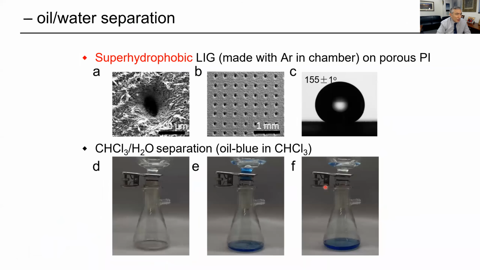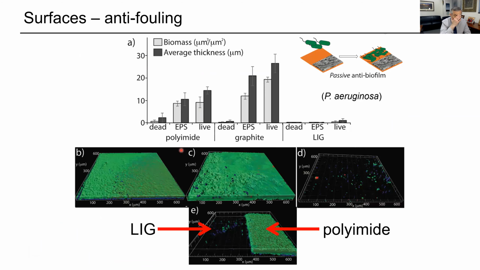We've done a number of things with this. For example, you take a sheet of polyimide and you drill holes in it with the laser. And then you make one side super hydrophilic, one side super hydrophobic, and you can do oil-water separations this way. Oil will go through one way, water will go through the other way. And so lots of interesting things you can do.